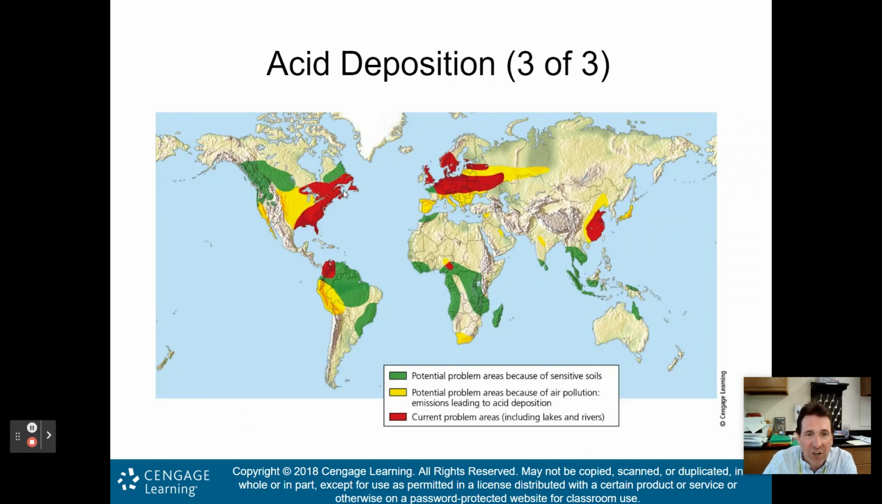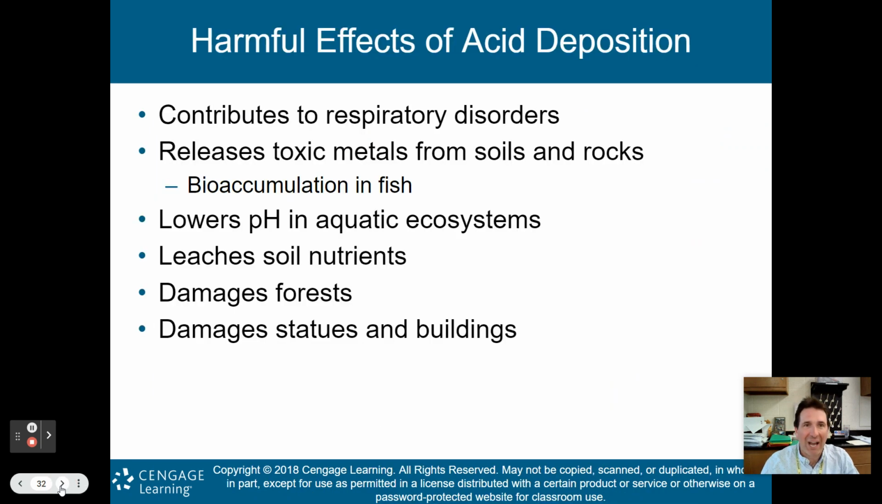So what are we looking at here? These are your current problem areas in red. Yellow is potential problems because of air pollution, and green would be because of sensitive soil. So again, still a problem here across the East Coast, but not as bad as it was. You'll notice here in Northern Europe, industrialized areas are producing this smog that then produces the acid rain. You'll notice here is the Shanghai, Beijing area of Eastern China, right? So these are areas where acid deposition is still a problem. And the solution is basically to put less of those polluting chemicals into our atmosphere.